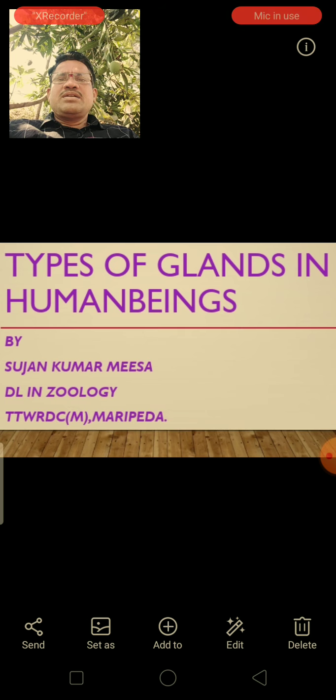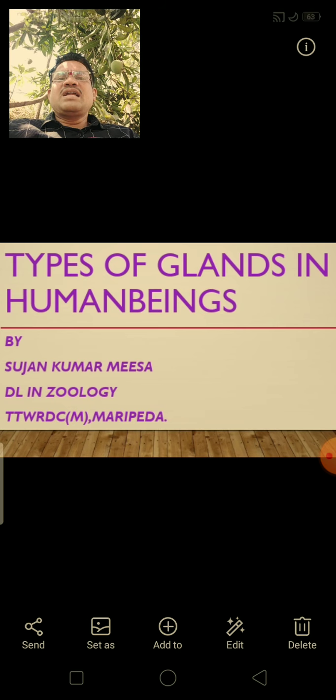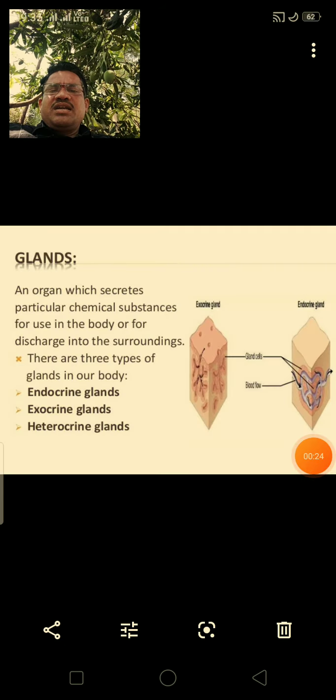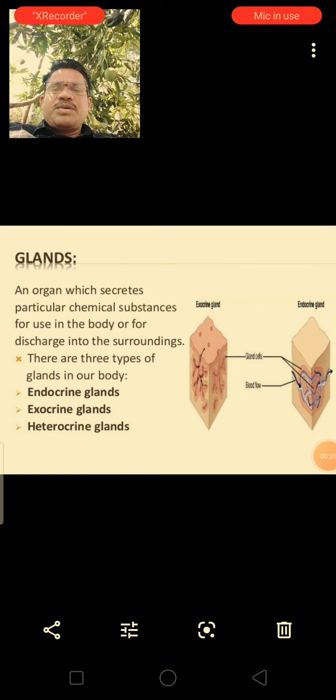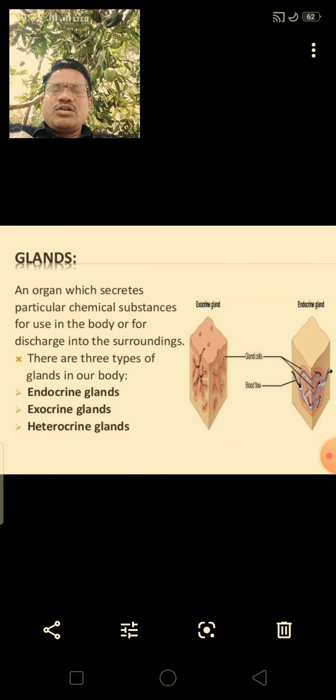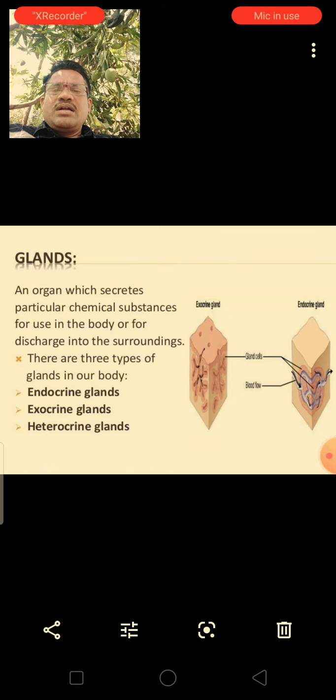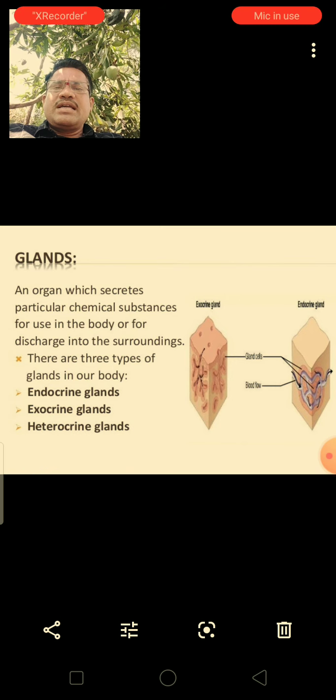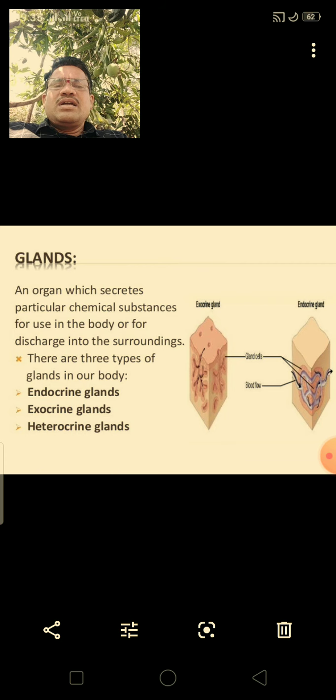Today, I would like to explain about the types of glands in human beings. Different types of glands are present in human beings. Today, I will explain one by one. Okay? So, mainly, three types of glands are present in our body. Those are endocrine glands, exocrine glands, and heterocrine glands. Once again, I will repeat. First one is endocrine glands, second one exocrine glands, and third one heterocrine glands.